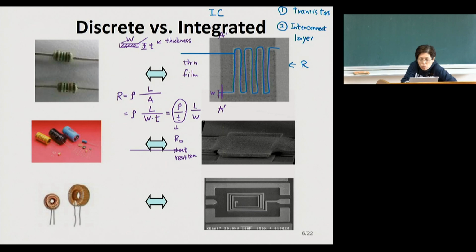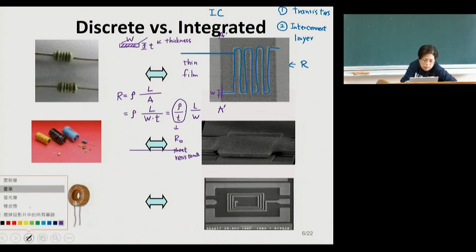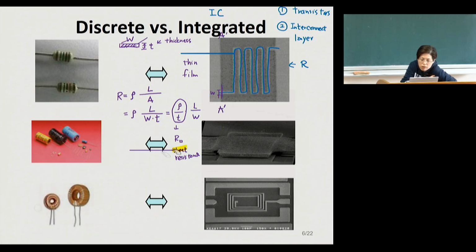So if you ever want to make resistors in integrated circuits, they will give you the number. If you want to use this particular film, it will give you the resistivity divided by its thickness, because thicknesses are fixed in a film. This is referred to as the sheet resistance.